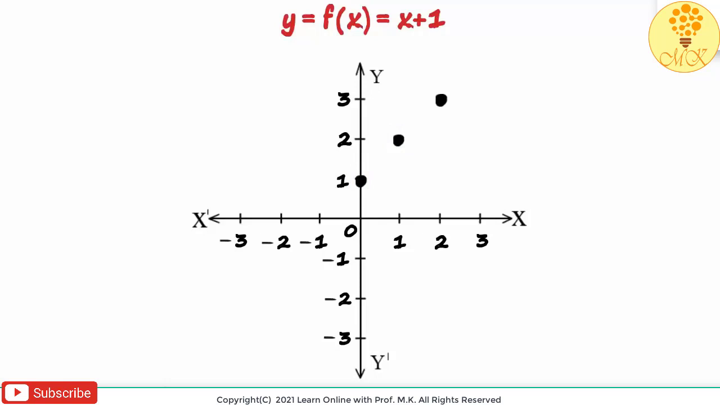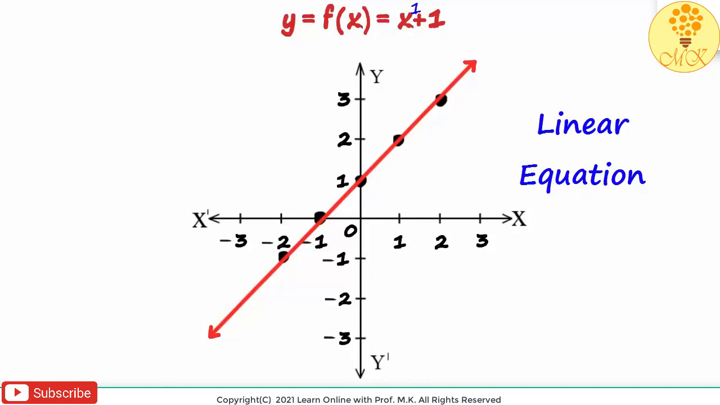But let's also try out a few negative values of x. If x is minus 1, then y will be minus 1 plus 1, 0. (-1, 0) will be this point. And if x is minus 2, then y will be minus 1. If we join all these points, what we get is a straight line. So, this is the graph of this particular equation. It is a straight line because it is a linear equation. Its degree is 1.